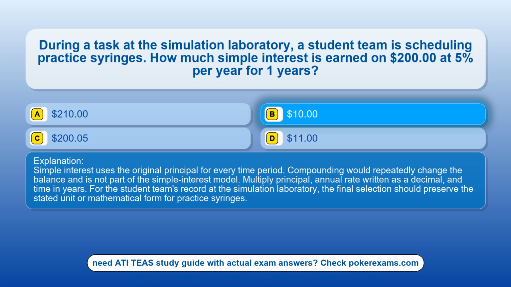Simple interest uses the original principal for every time period. Compounding would repeatedly change the balance and is not part of the simple interest model. Multiply principal, annual rate written as a decimal, and time in years. For the student team's record at the simulation laboratory, the final selection should preserve the stated unit or mathematical form for practice syringes.